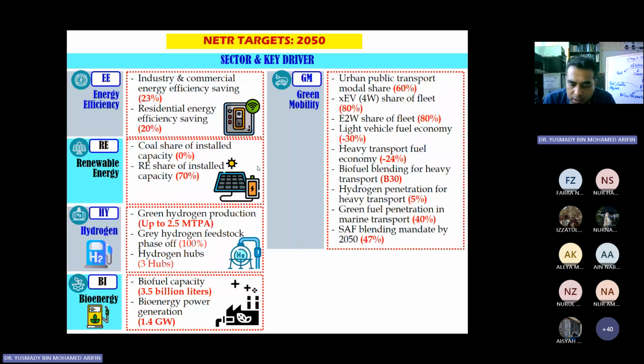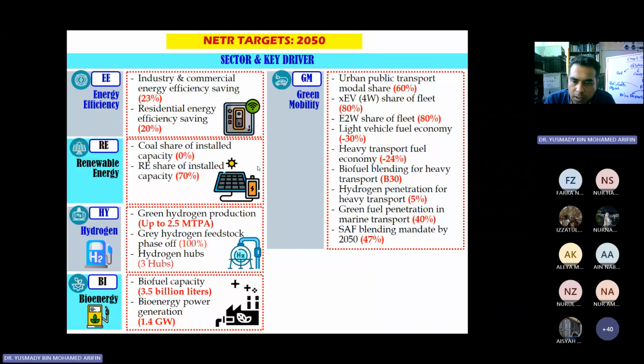Okay, biofuel blending for heavy transport B30. For example, now the biofuel blending B5 means 5% biofuel plus 95% diesel. Kalau B20, 20% biodiesel plus 80% typical diesel fuel. Kalau B30 means 30% biofuel plus 70% typical diesel fuel, for example. Okay, so B30 means the target 2050. They will use the blend of 30% biofuel plus 70% typical diesel fuel.